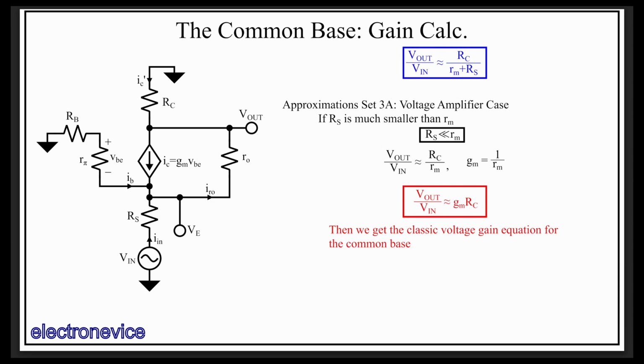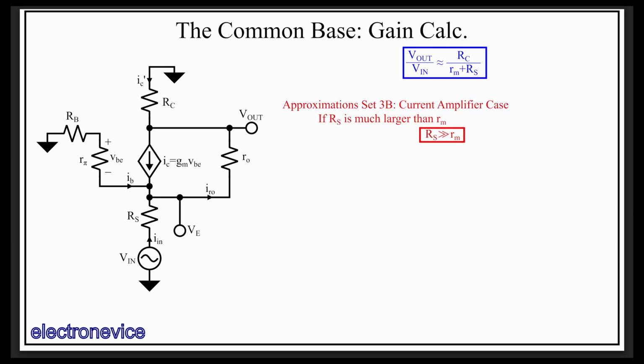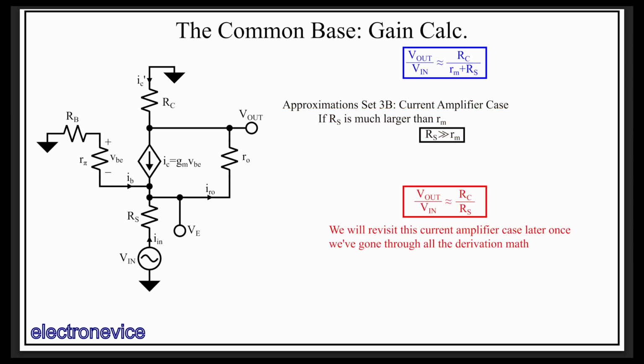Now let's look at the large source resistance case. For large source resistance, the denominator of the gain equation in blue above just goes in the other direction, and we get a gain of RC over RS. Not much more to say about this right now, we'll revisit it later in the video.